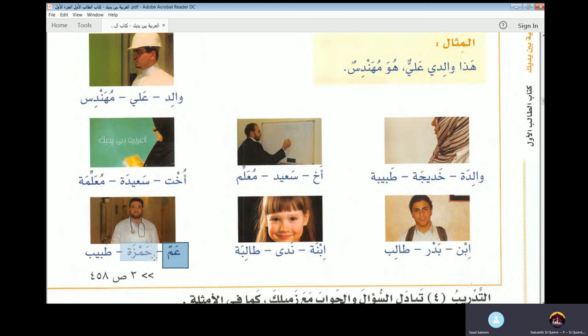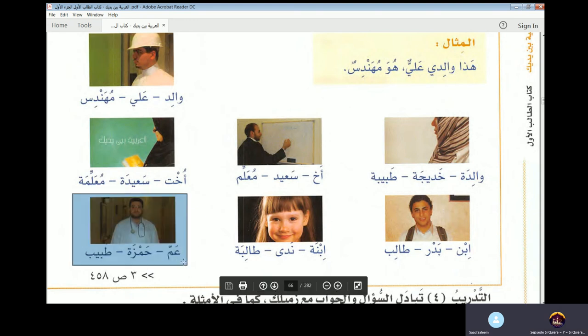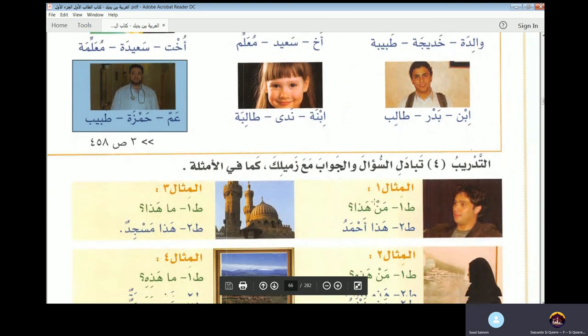His uncle? Yes. Hamza is his name. Tabib is a doctor, man doctor. So, hada ami Hamza. This is my uncle Hamza, who is tabibun. He's a male doctor.